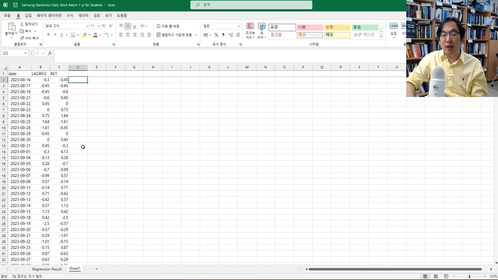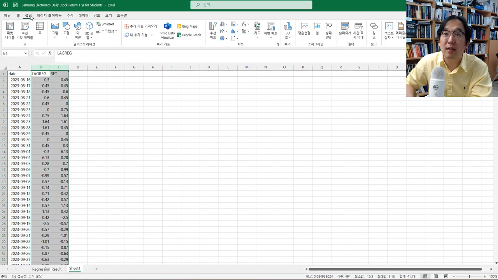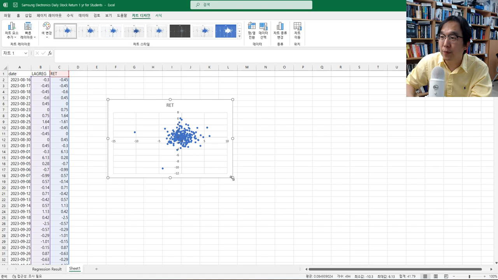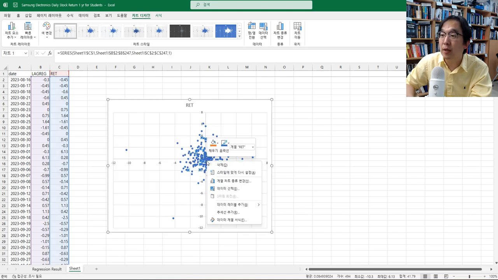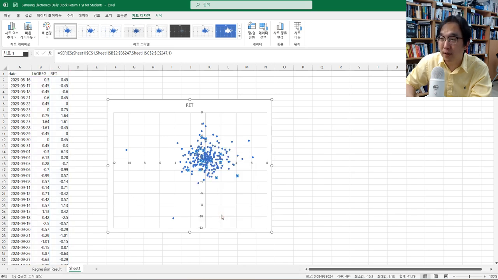Testing week 4 market efficiency just with one single stock. So I select 2 columns like this and then insert a scatter plot like this. Okay, good. From here, I right click any dot and then insert a trend line like this.